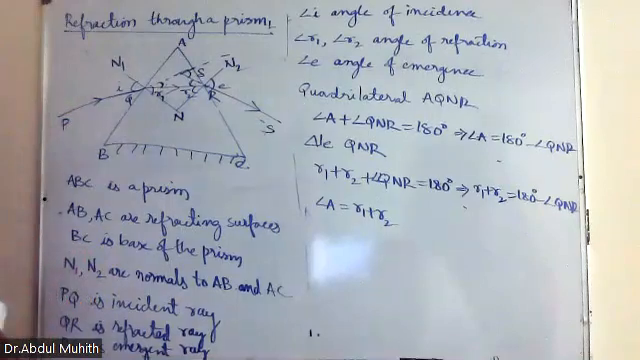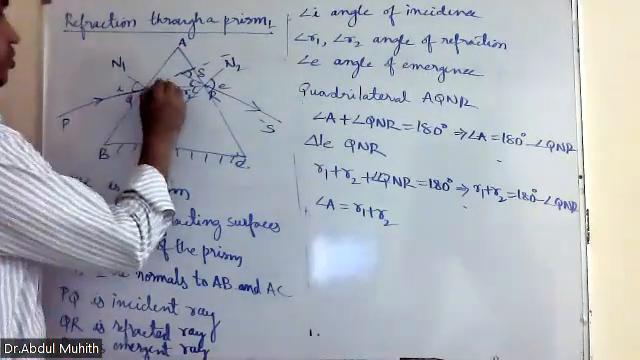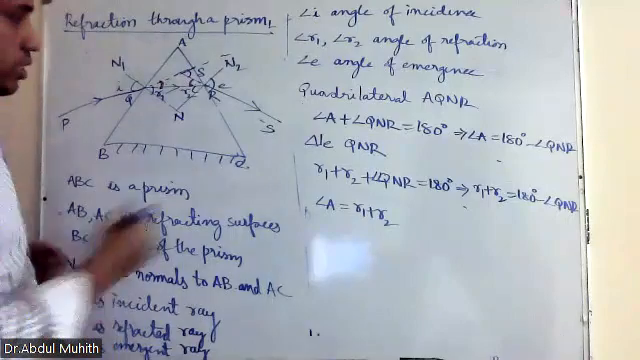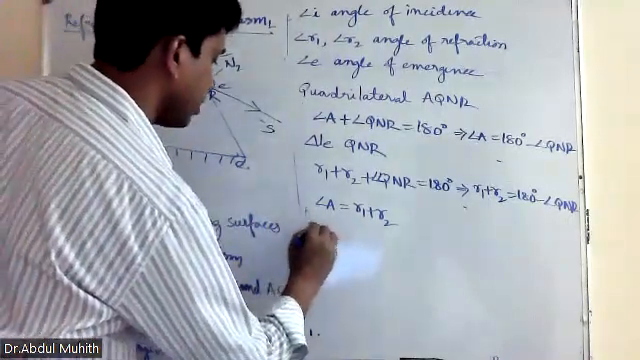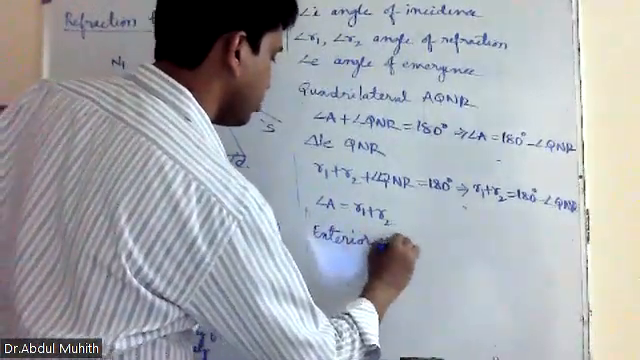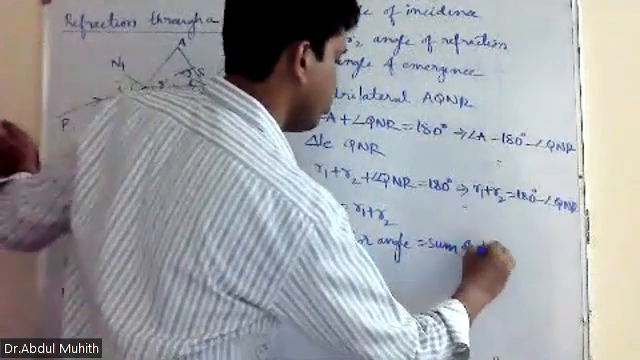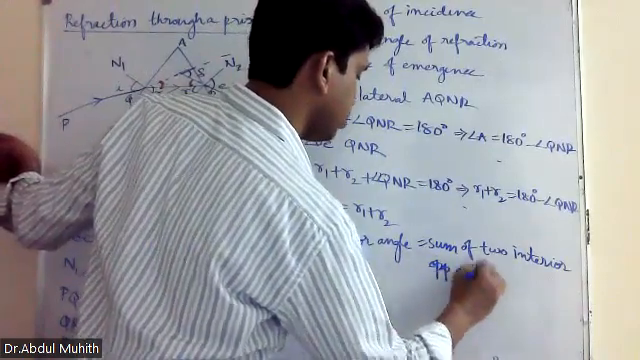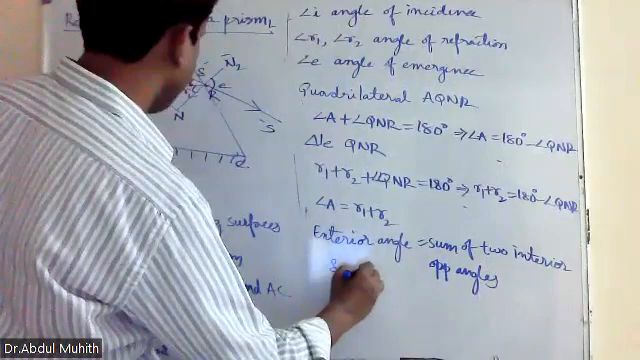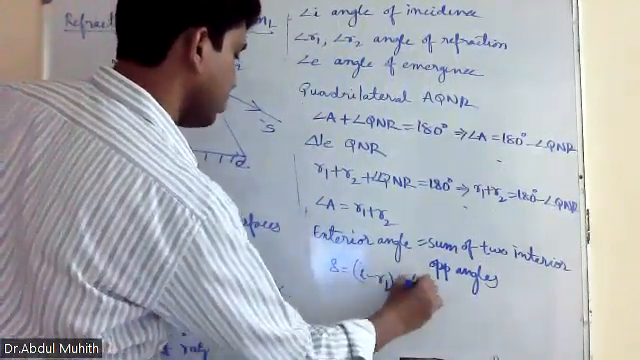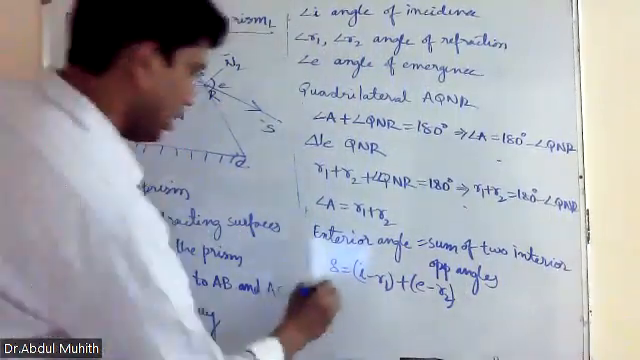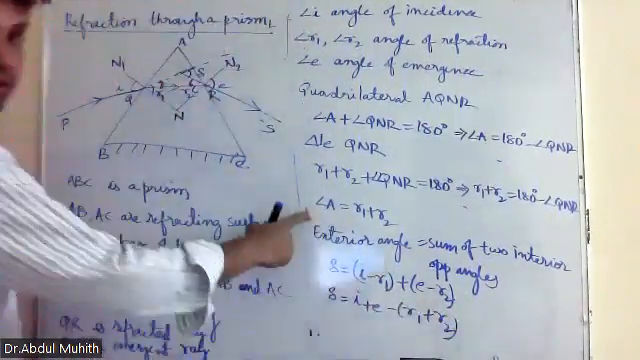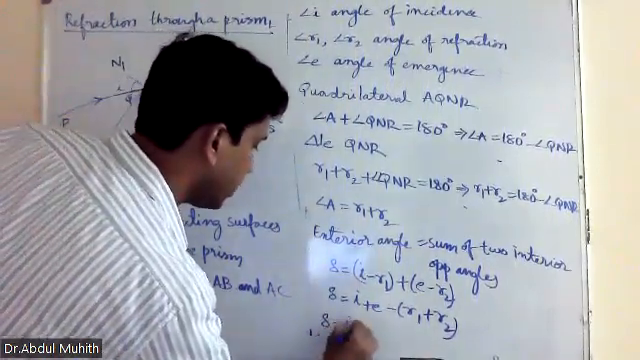I'll highlight with the red pen these two values. So we can write delta, the exterior angle, is equal to the sum of two interior opposite angles. Delta will be equal to I minus R1 plus E minus R2. So delta is equal to I plus E minus R1 plus R2. But what is R1 plus R2? R1 plus R2 is angle A. So delta is equal to I plus E minus A.